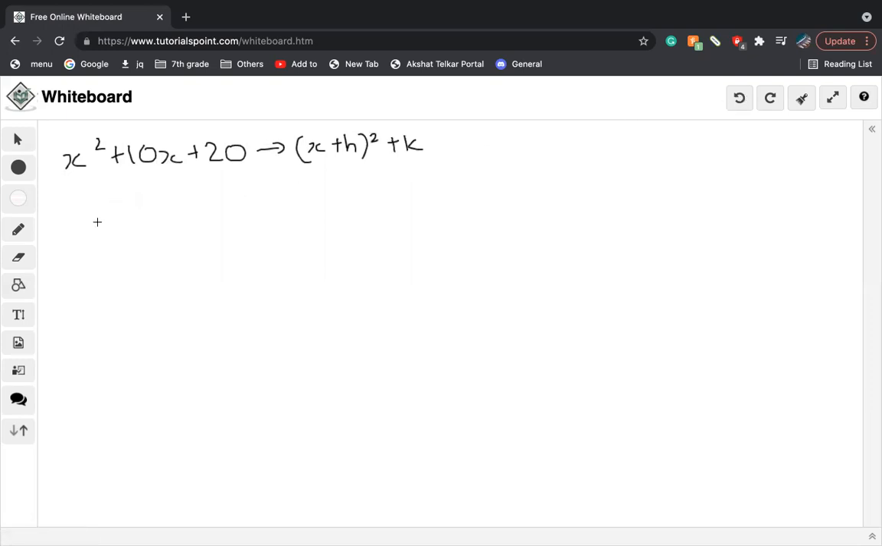So the first thing you want to do is find the perfect square. When doing this, you notice that this 10 when divided by 2 will give you 5 plus 5.